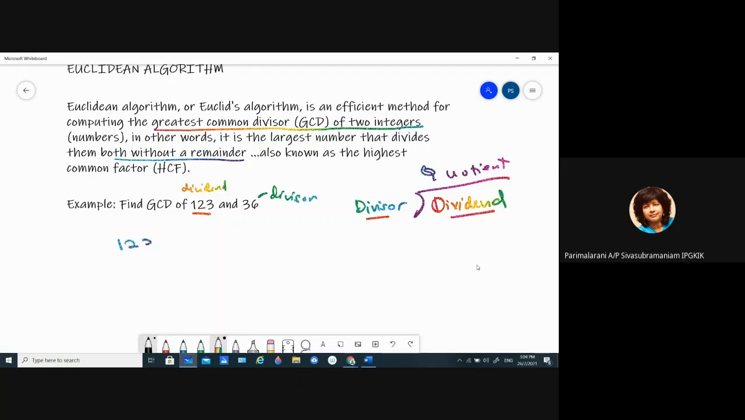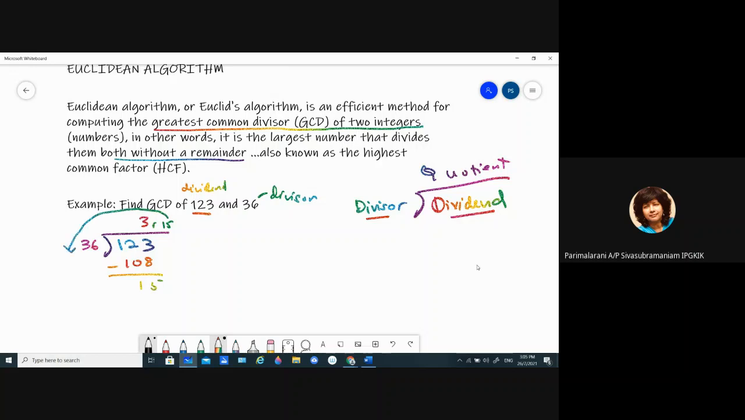So 123 divided by 36. So what do we get? 36 times 12 cannot, so 120. How many 36 is 123? So we have 3 here, which gives us 108. So remainder of 15, correct? I'm going to write here remainder 15, so that for the next step, what will happen is this 15 will come here.